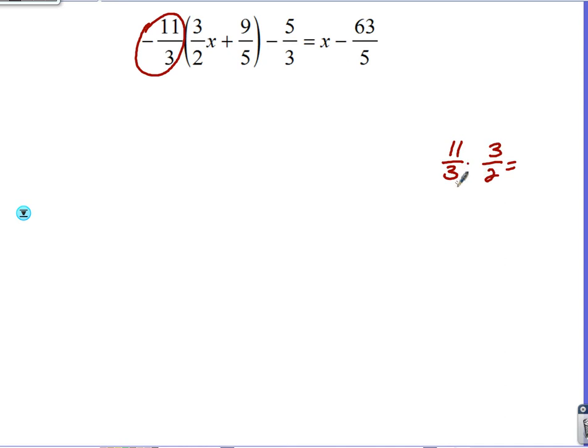What about 3 over 3? Would that reduce? 1 and 1, won't it? So you could put a 1 there, put a 1 there. Multiply that together, you get a negative 11 halves. Multiply tops and bottoms here, 11 thirds and 9 fifths. Let's reduce before we multiply. 9 and 3 reduces. 9 over 3 reduces into 3 over 1. So that'd be 33 fifths.